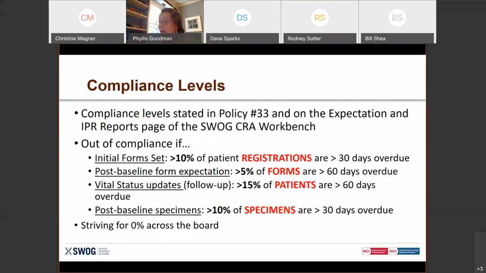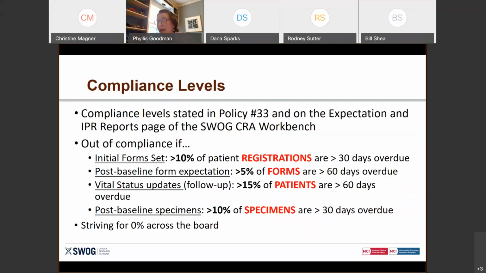Compliance levels are stated in the policy, and it's on the expectation and IPR reports of the SWOG CRA workbench. A site is out of compliance if on the initial form set more than 10% of patient registrations are more than 30 days overdue; post-baseline forms, more than 5% of forms are more than 60 days overdue; vital status updates, more than 15% of patients are more than 60 days overdue; and post-baseline specimens, more than 10% of specimens are more than 30 days overdue.